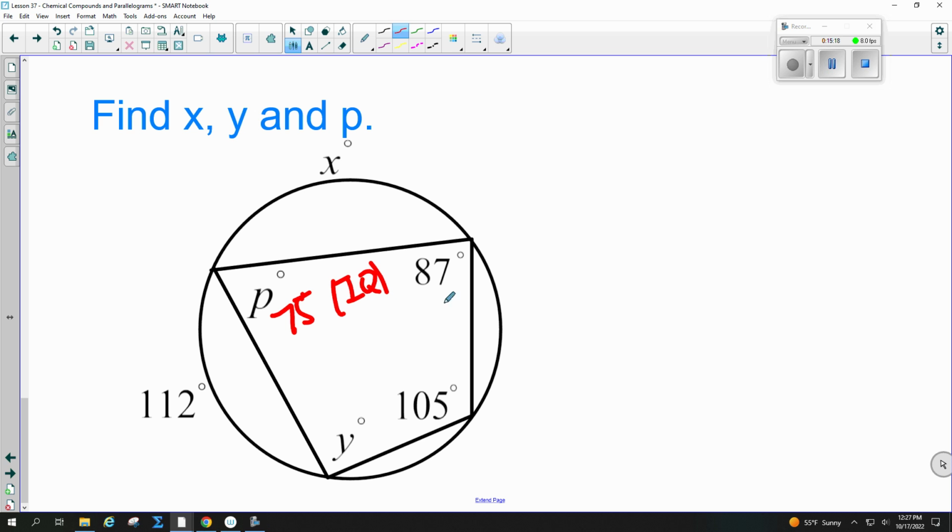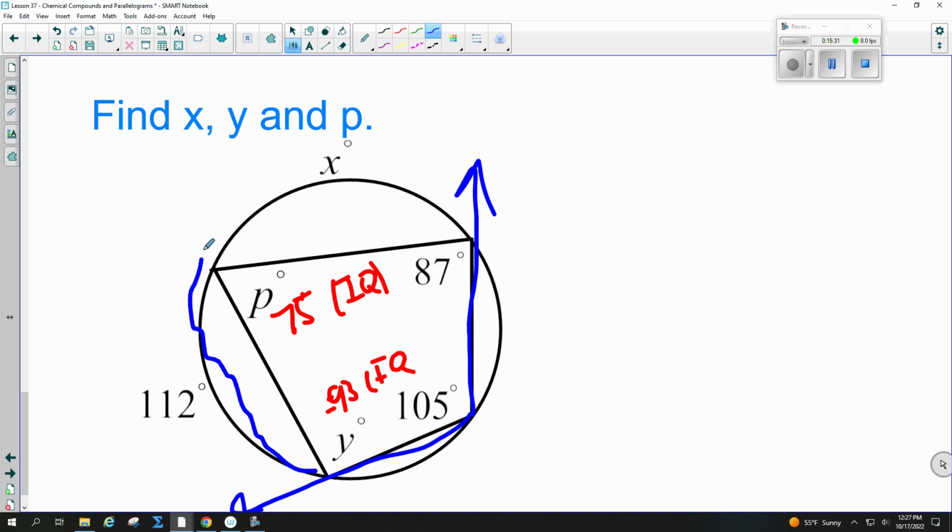All right, then you want to look at this 105 angle. It is an inscribed angle, and it intersects this huge arc here. If you double it, you get 210 for that whole arc. Then you subtract 112, which means x is 98. You used inscribed angle and subtraction, but you can say IA.